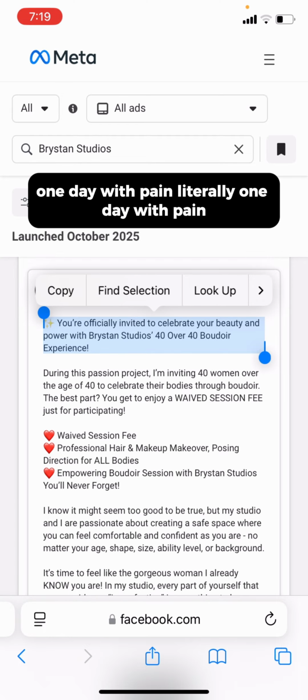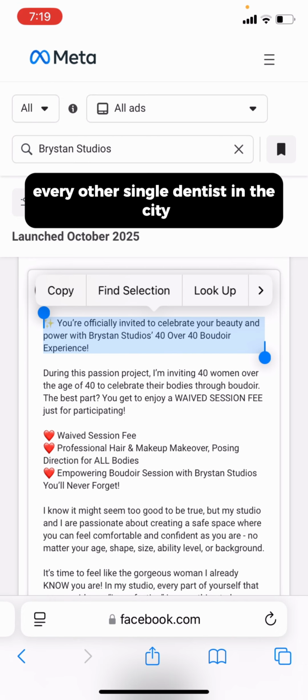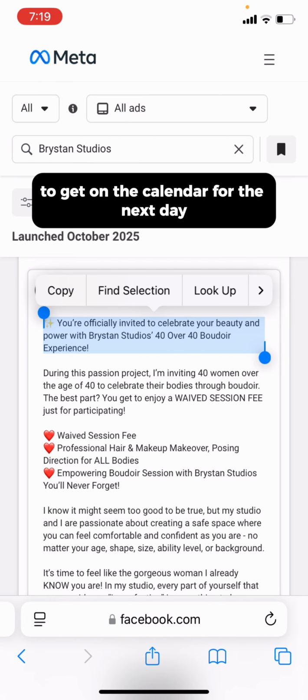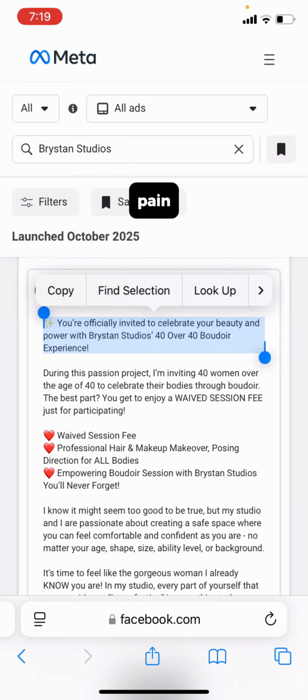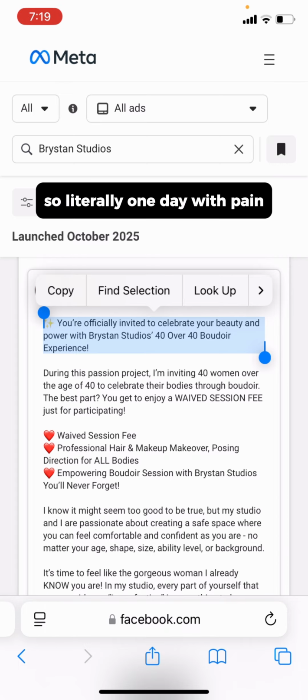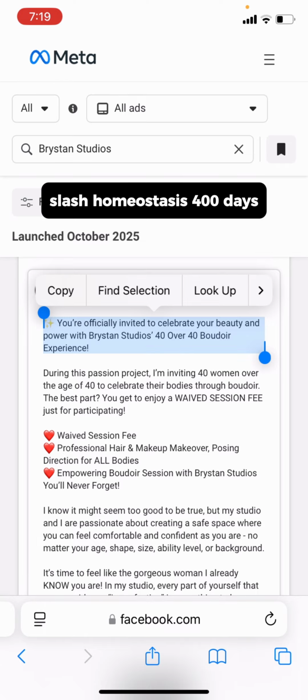1 day with pain, literally 1 day with pain, the same day, we're calling up our dentist trying to get on the calendar for the next day. We called up every other single dentist in the city to get on the calendar for the next day. Why? Negative experience when eating and when not eating. Pain. So literally 1 day with pain, we take an action to get away from it, get back to normal / no pain / homeostasis.